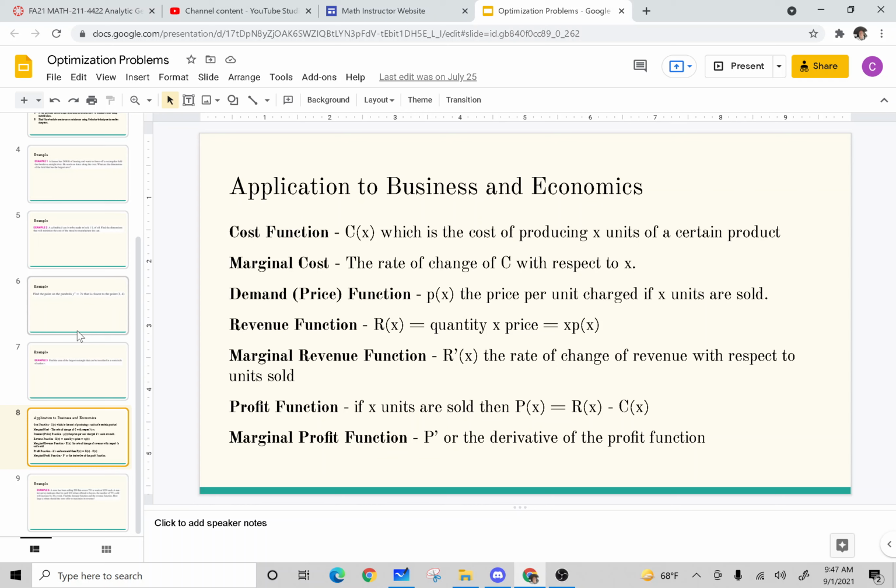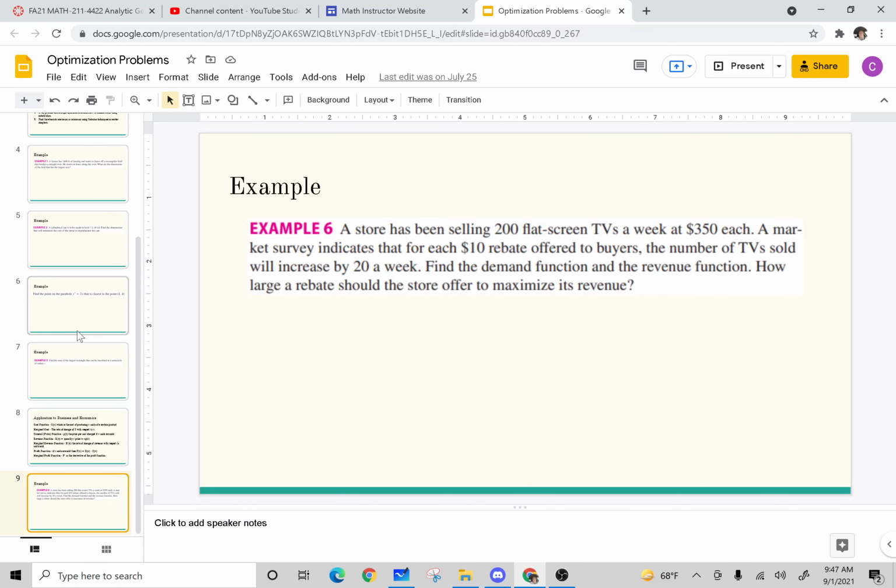So there's a lot going on here, but let's try to make some sense of it with a problem. We've got a store that has been selling 200 flat screen TVs for $350 each. A marginal survey indicates that for each $10 rebate, the number of TVs sold goes up by 20. So find the demand function and the revenue function. How large a rebate should they offer?